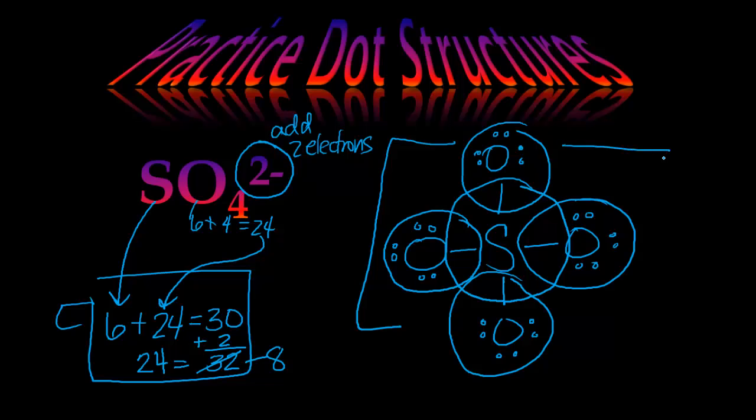So that means my structure is good if I have those extra 2 electrons. And that is your Lewis dot structures. You have plenty more to practice in class.